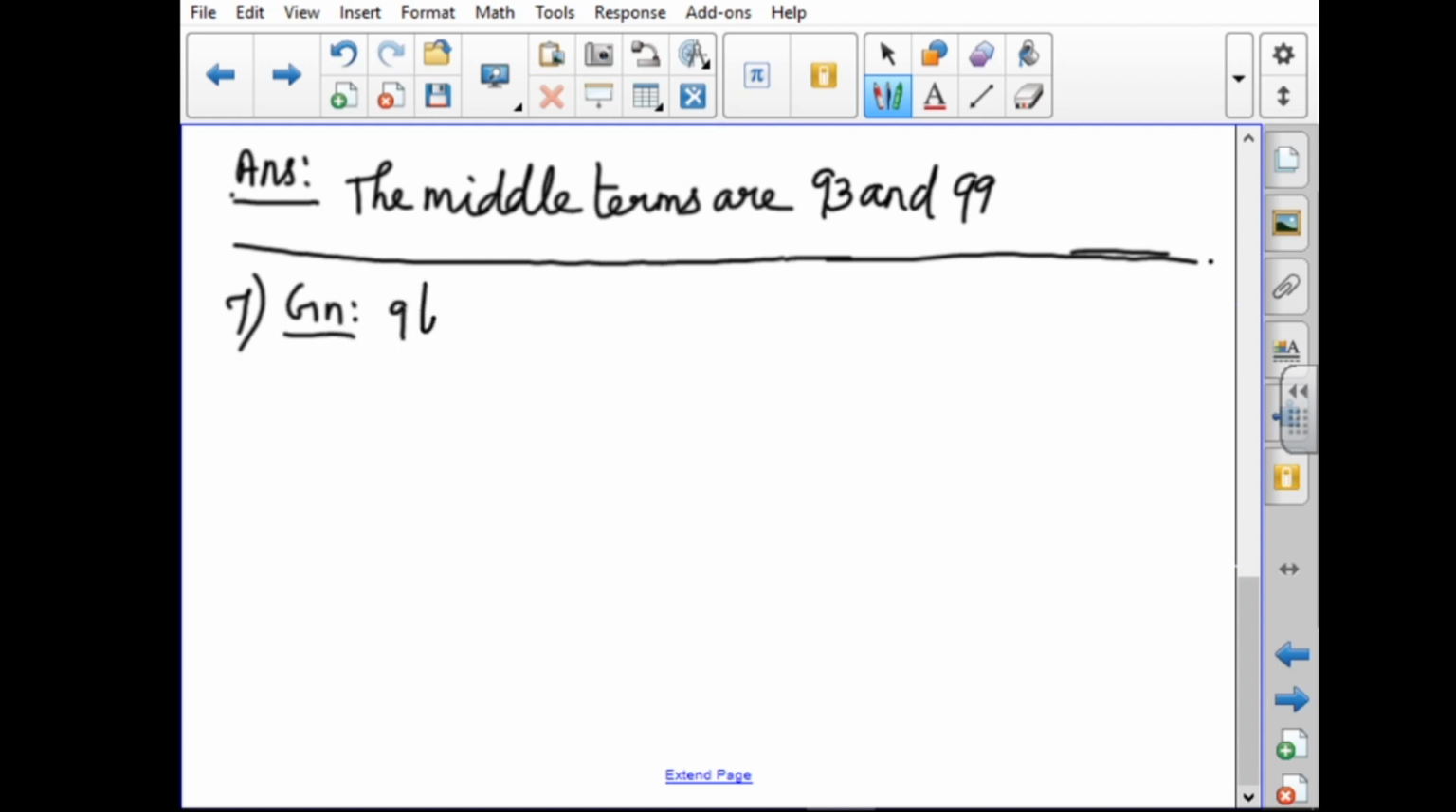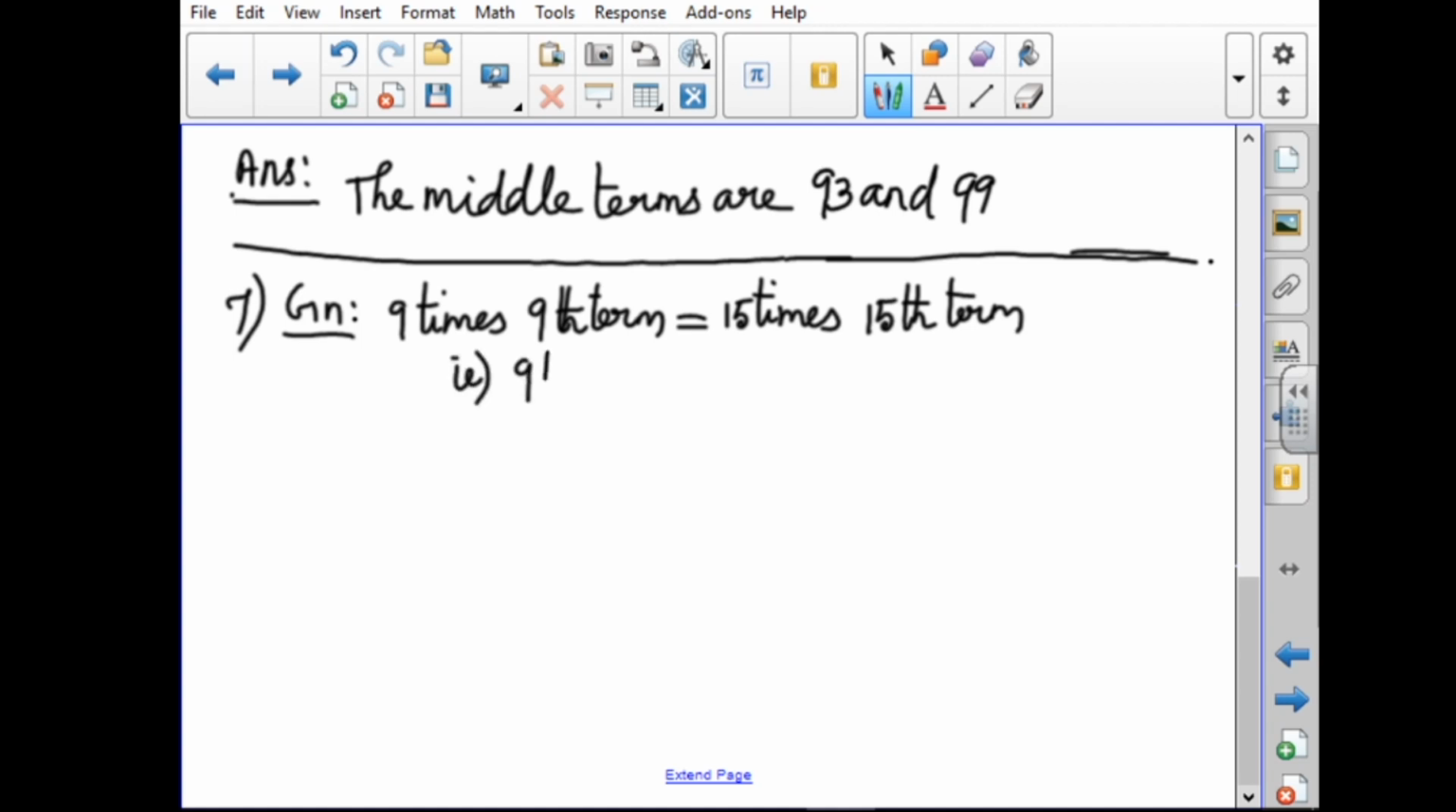9 times the 9th term is equal to 15 times the 15th term. That is 9 into the 9th term, denoted by the symbol T9, equal to 15 times the 15th term T15. Take it as the first equation.